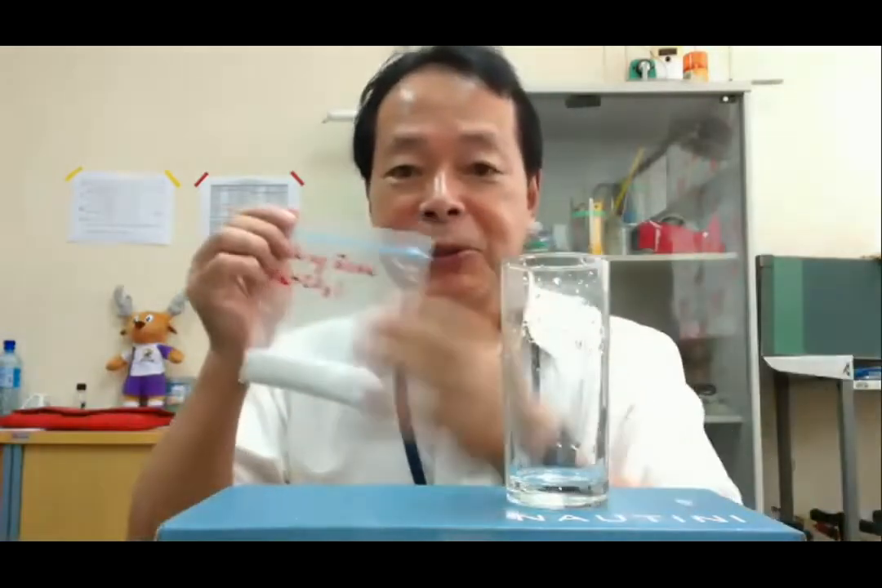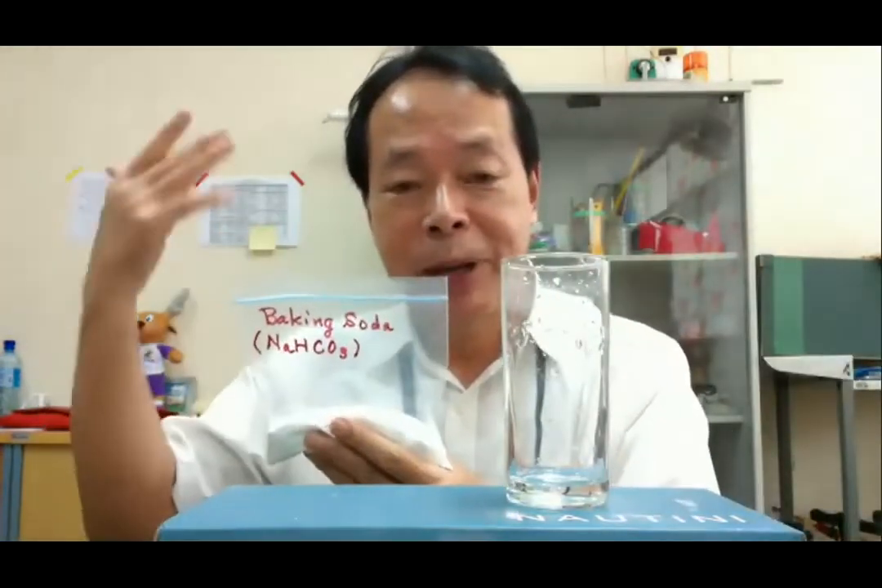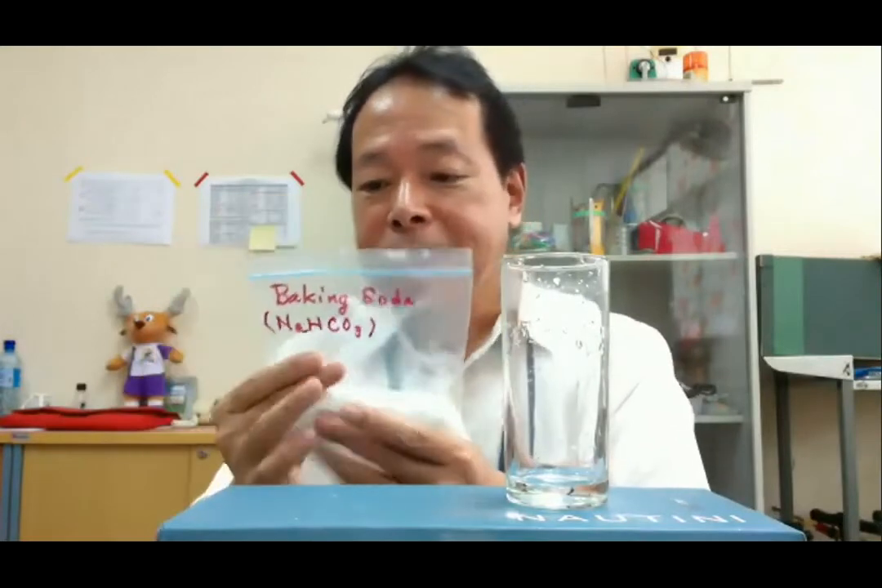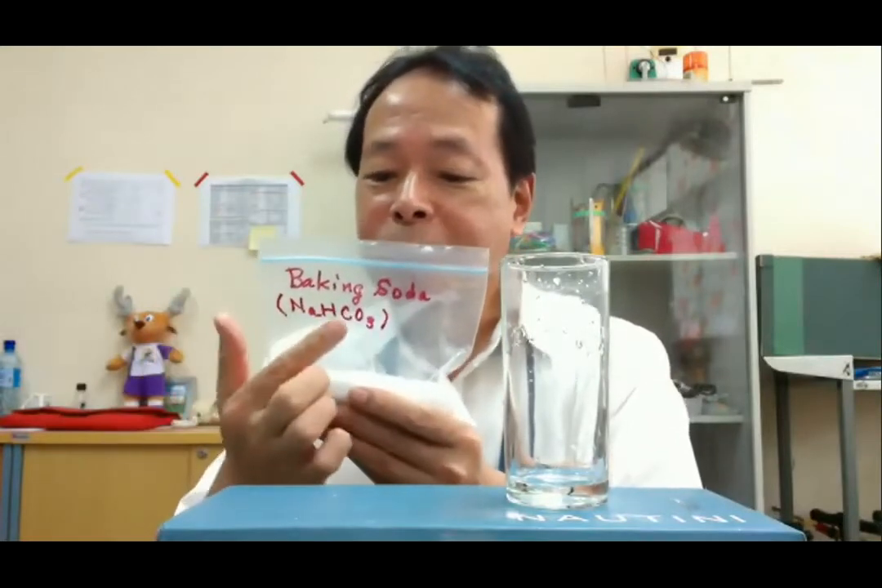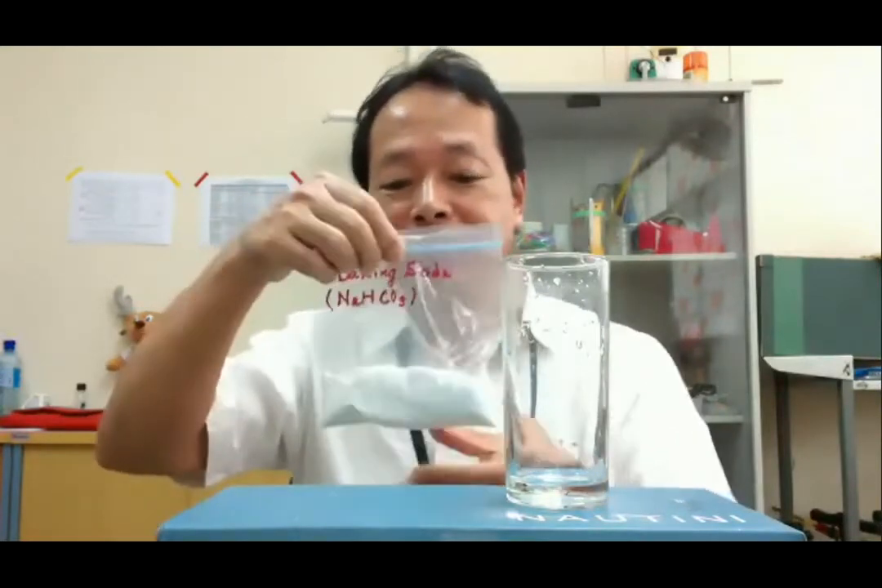Today, I'd like to show you a very interesting and very cute experiment. So, please prepare one glass cup and this is baking soda for making bread. Sodium hydrocarbonate. Okay.